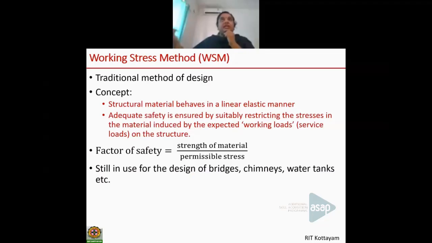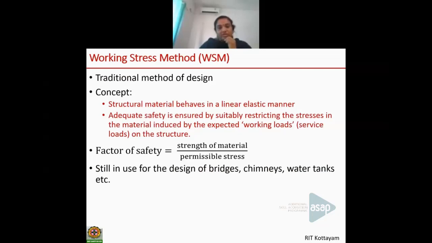But in the limit state method of design, you have both a partial safety factor for the load and a partial safety factor for the material strength. Here there is only the factor of safety on the strength of the material side. Now the codes have changed. Limit state design is in place for the design of bridges, water tanks, etc.